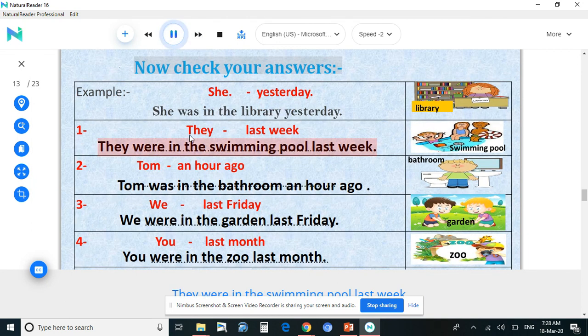They were in the swimming pool last week. Tom was in the bathroom an hour ago. You were in the zoo last month. We were in the garden last Friday.